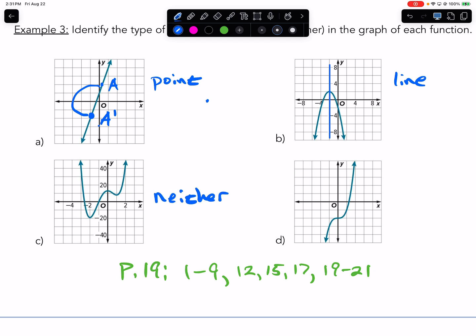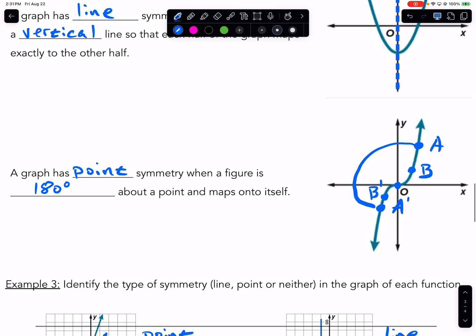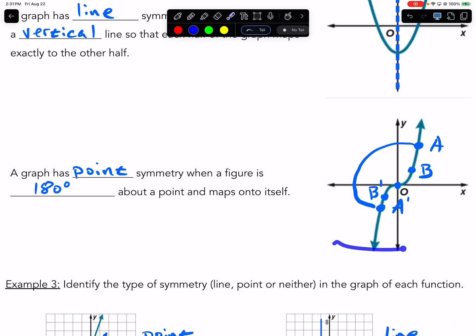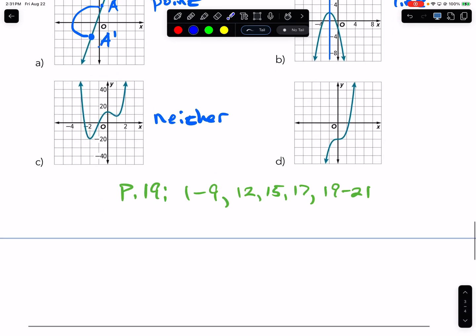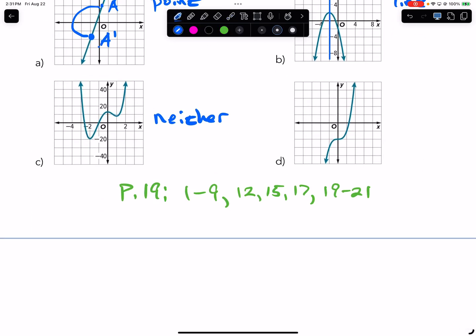And then how about D? D looks just like that one right there. D looks just like that one, so it's got to be point, right? There's your homework.